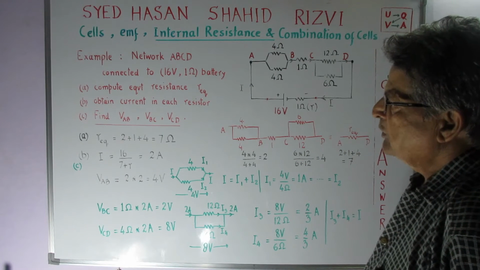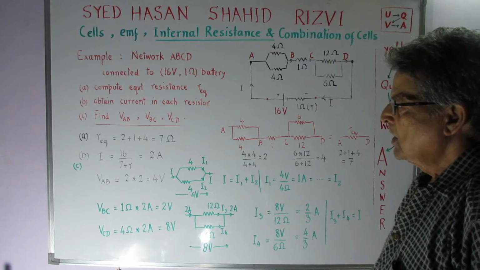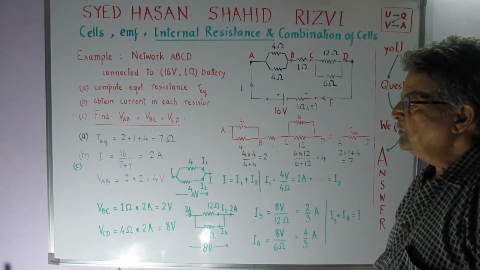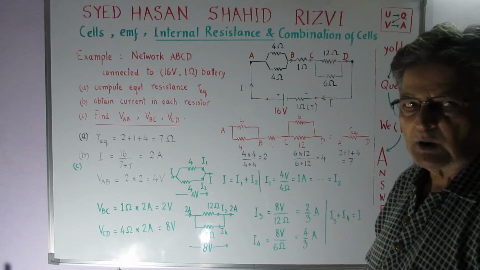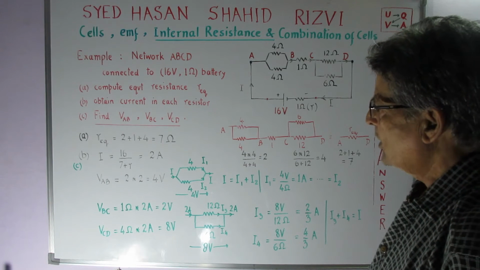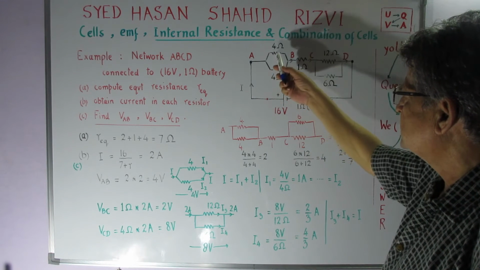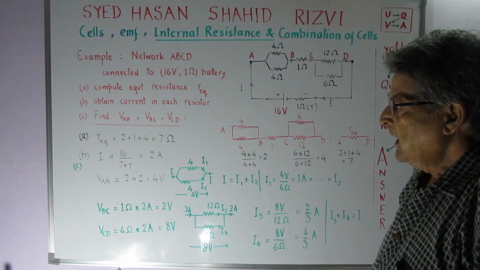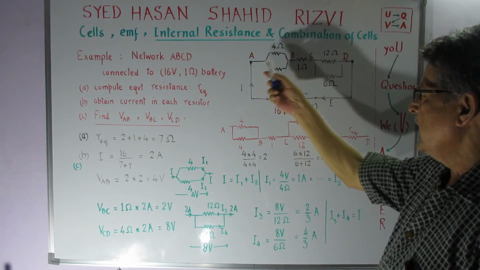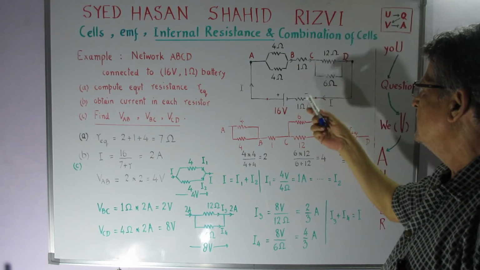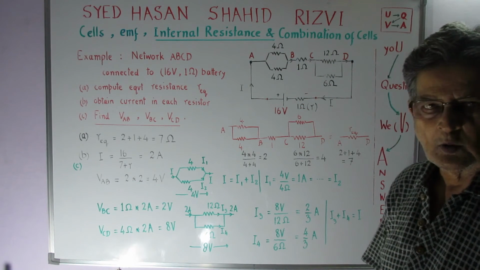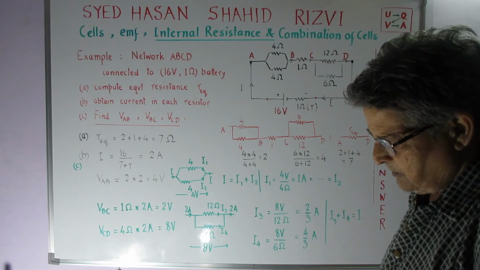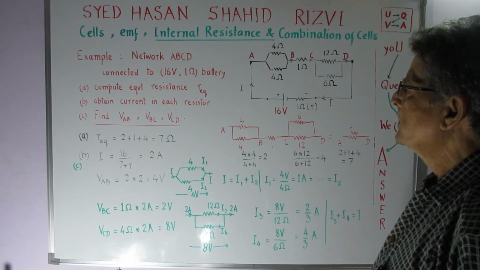Now there are three questions. Compute the equivalent resistance, and then obtain the current in each resistor, and also find VAB, VBC, VCD. What is the distribution of potential drops?